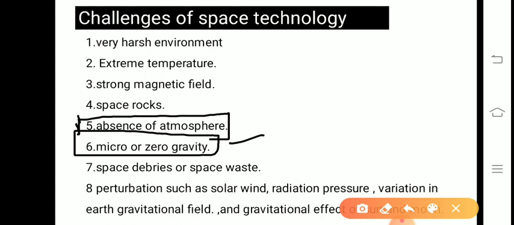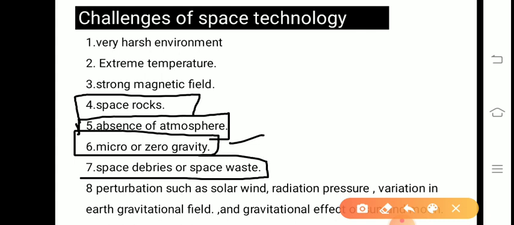Third, there are space rocks. These rocks are basically either from meteorites or comets or broken planetary parts. So these rocks also create a problem. Sometimes they strike our satellites and make them defunct. The most important problem is space debris, and this debris is continuously expanding because of two things.